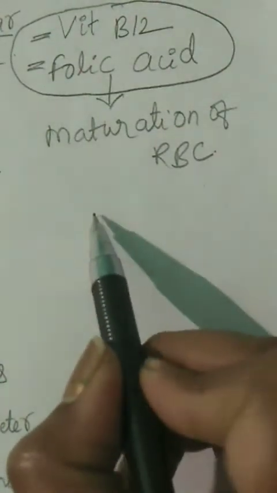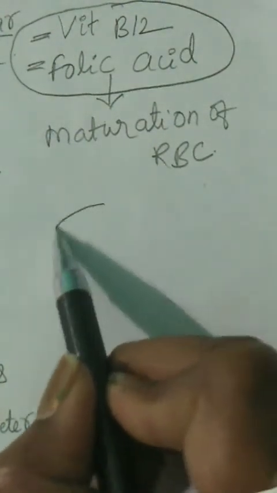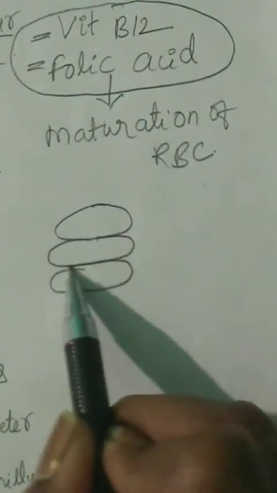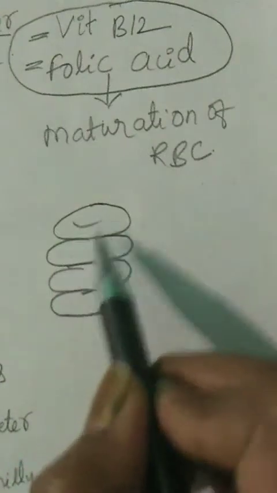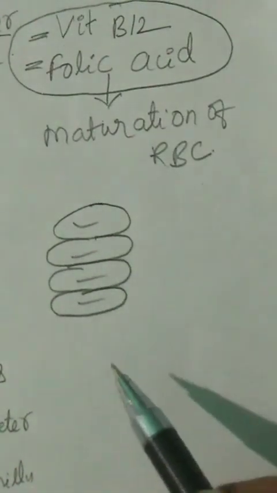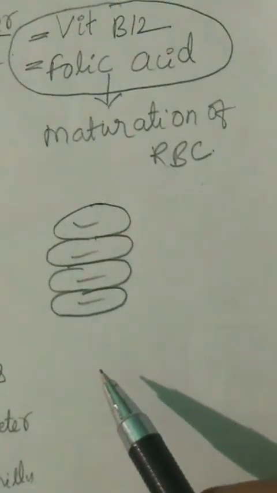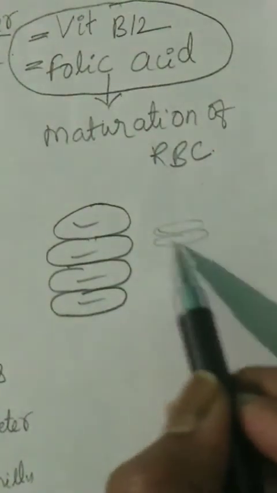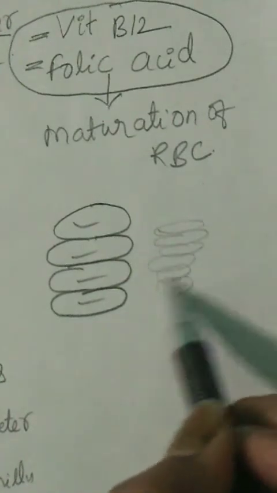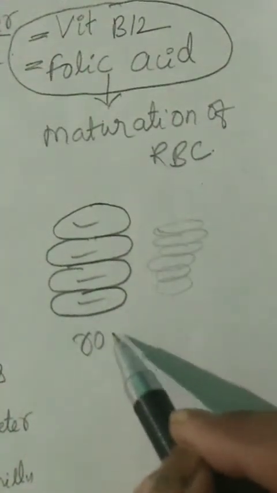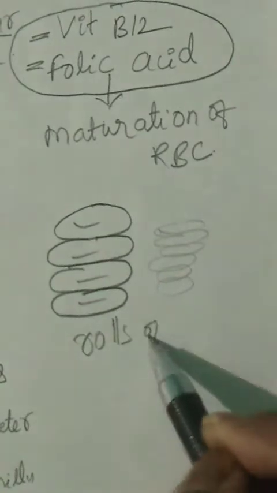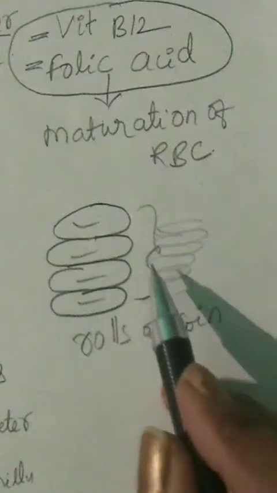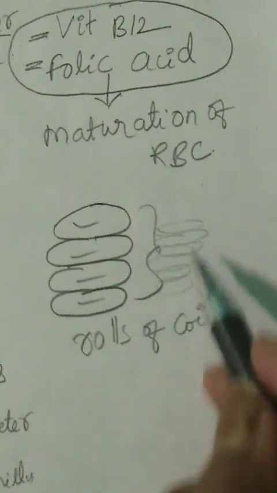Yes, next. RBC can be arranged one above the other to form rolls, just like rolls of coins. You arrange the coins one upon the other like this. So like rolls of coins, RBC are arranged. This structure is called rouleaux.